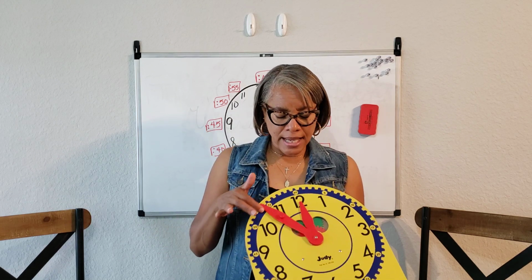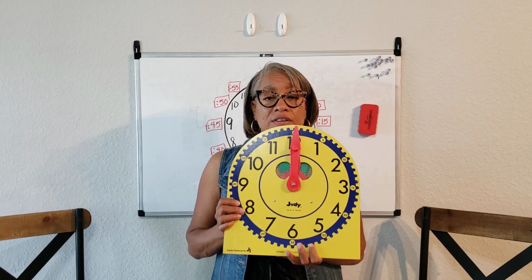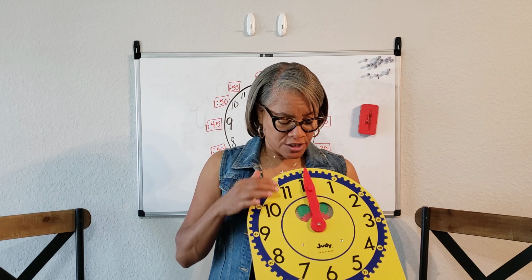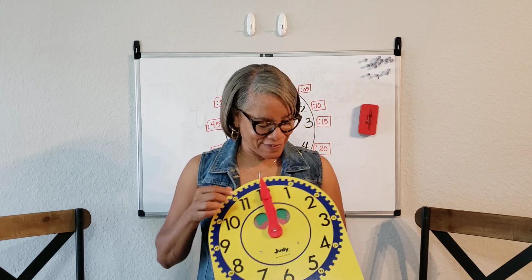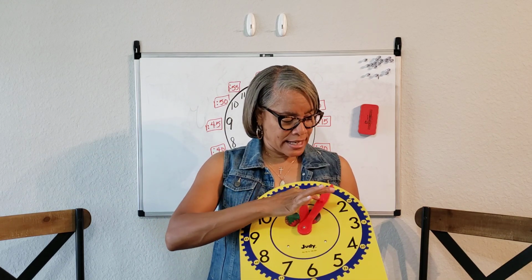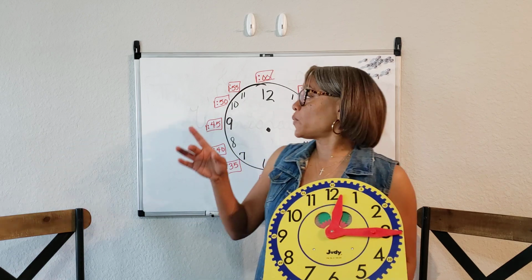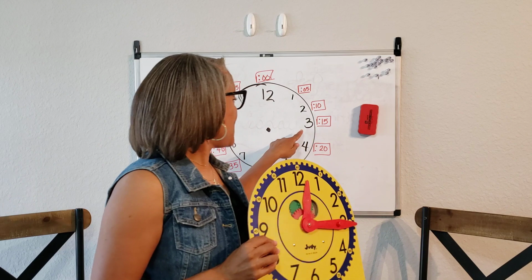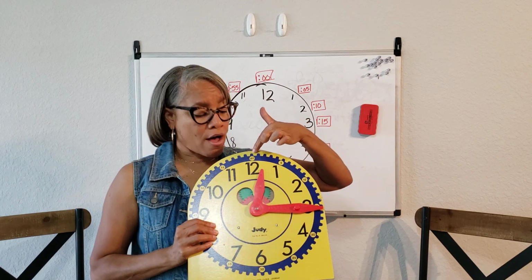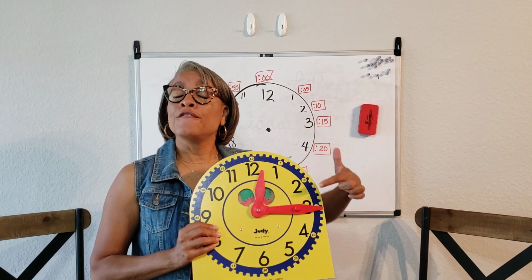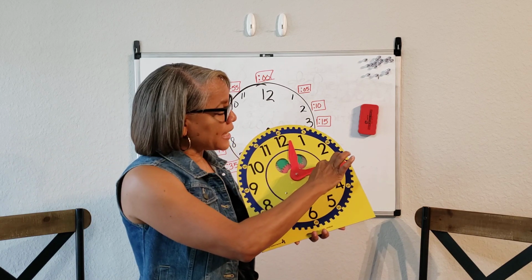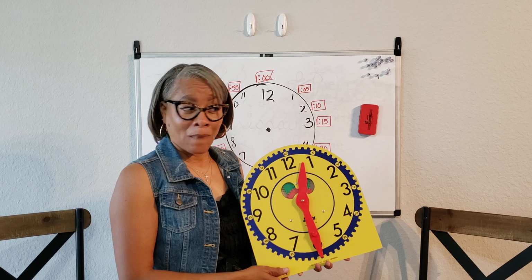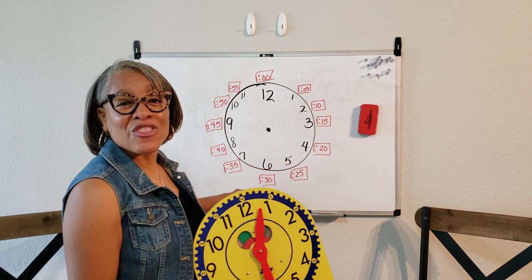Now, when the minute hand is on the 12, it's what? It's o'clock. Very, very good. So what time is it? It's 12 o'clock. Very good. When the minute hand is on the 3, it's what? 15. So what time is it on this clock? 12:15. Very good. Now when the minute hand is on the 6, it's what time? 30. So it's what?